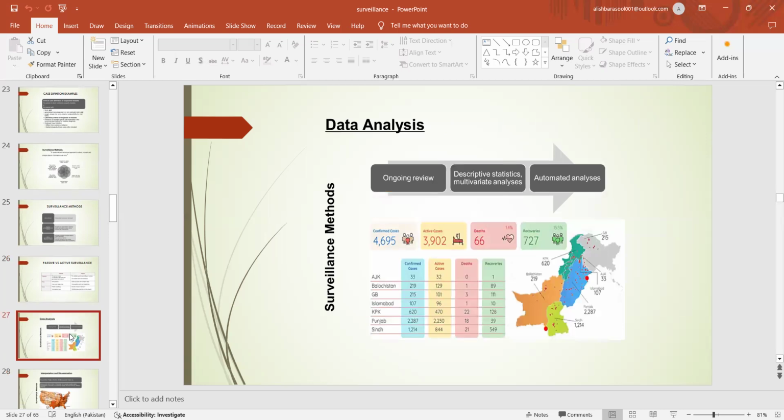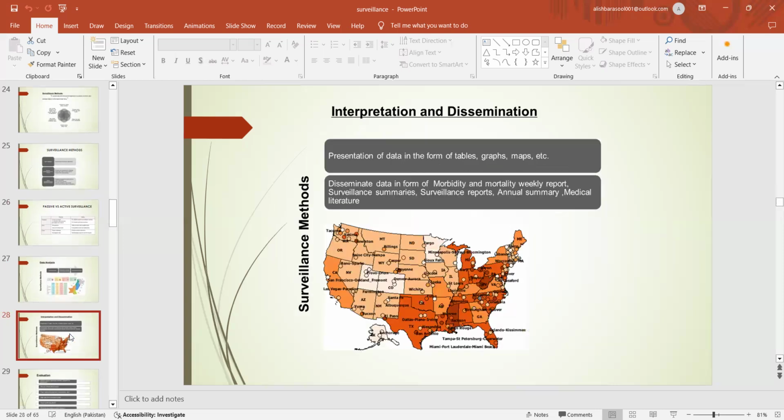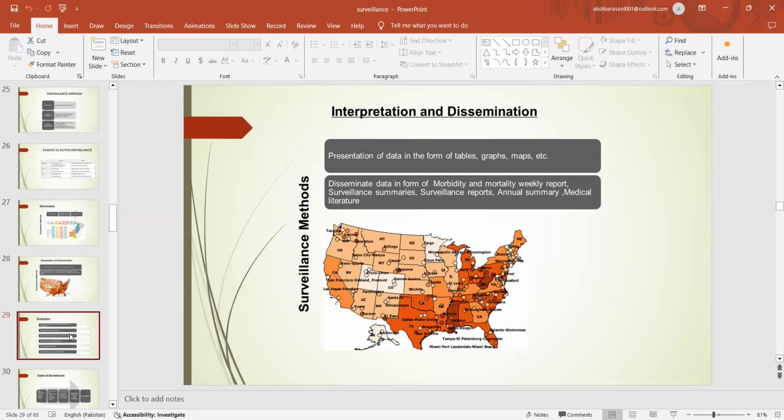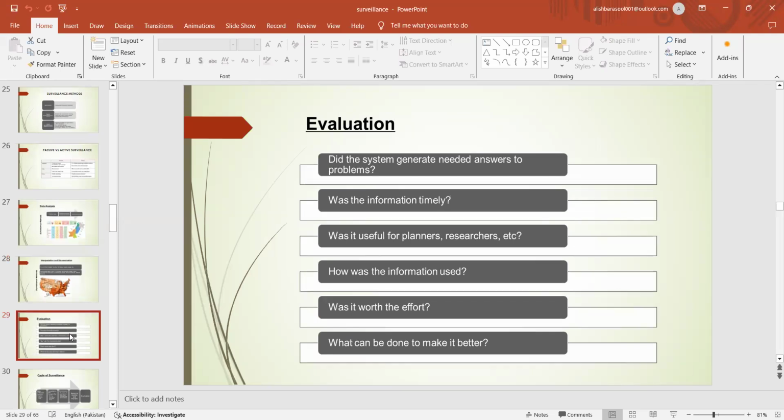Data analysis: ongoing review, descriptive stats, multivariate analysis, and automated analysis. Interpretation and dissemination: presentation of data in the form of tables, graphs, maps, and dissemination of the data in the form of morbidity and mortality weekly reports, surveillance summaries, surveillance reports, annual summary, and medical literature. Evaluation: did the system generate needed answers to the problems? Was the information timely? Was it useful for planners and researchers? How was the information used? Was it worth the effort? What can be done to make it better?